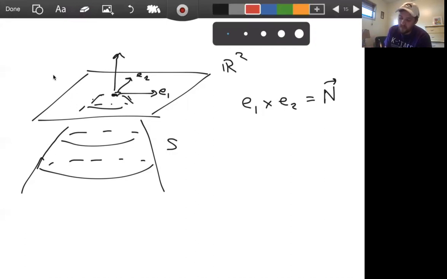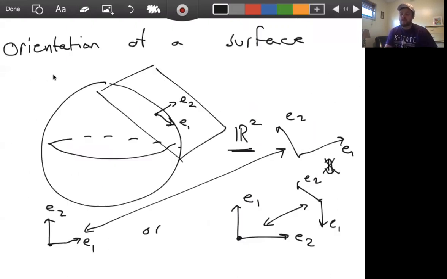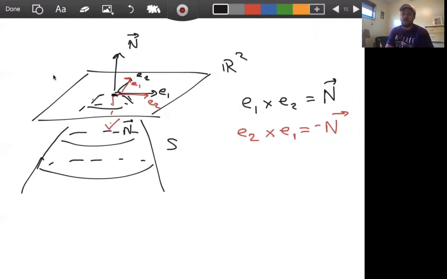And if we were to equip this with the opposite orientation, maybe we decided to take E2, E1, well then E2 cross E1 would be negative, right? And so this would actually be going down, like inward, in towards the surface. So we have two vectors, in and negative in. And so we can define an orientation of a surface not by a choice of two vectors in the tangent space, but by a choice of a normal vector.